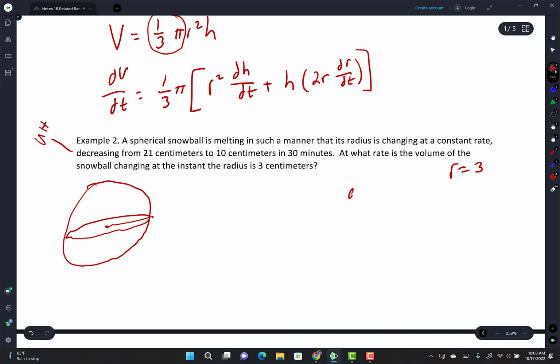And then my dR/dt, I got to find that. They told me that I'm going from 21 centimeters to 10 centimeters. So that means, what's that? So negative 11 over 30. And this is in centimeters per minute. Does everyone know how I got that? No? Okay. I decreased by 11 in 30 minutes.